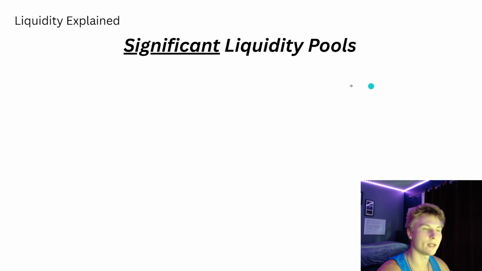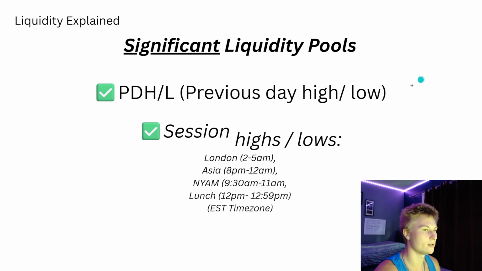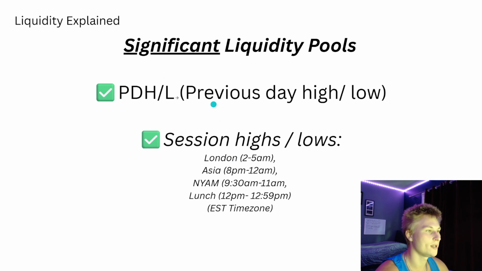A very important thing about liquidity is there's very significant liquidity pools that I personally like to use, and that's previous day high and low, as well as session highs and lows. And like I said, we're about to dive into the chart in just 1 second to show all of this. But above and below previous day high and low, there is a ton of liquidity. What is liquidity? It's orders. So there's a ton of orders resting below previous day high and low, as well as session highs and lows. And what does this do? It fuels price to make big runs.